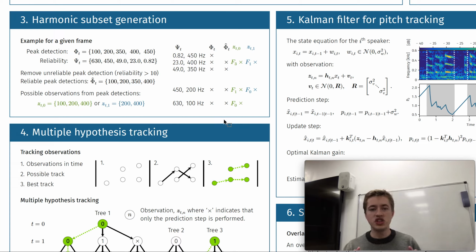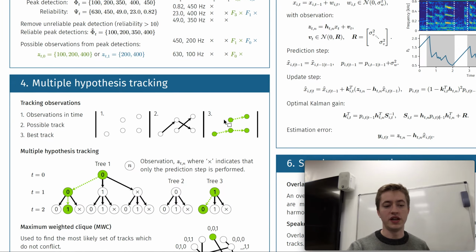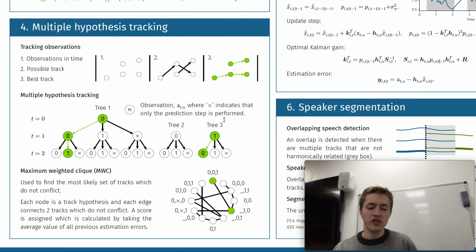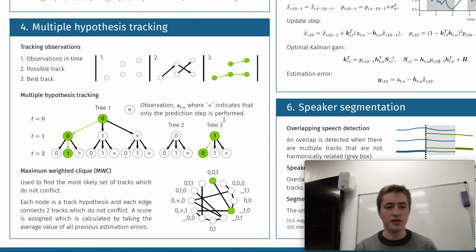So this means for each frame in time, we actually get multiple observations. And therefore we have multiple tracks that we need to track. And to solve that, we now have multi-hypothesis tracking. We can't just have a single Kalman filter tracking the fundamental frequency. We need lots of Kalman filters tracking all of the harmonics. So I'll talk about the Kalman filter in just a sec. But before that, I just wanted to expand on how this multi-hypothesis tracking works.